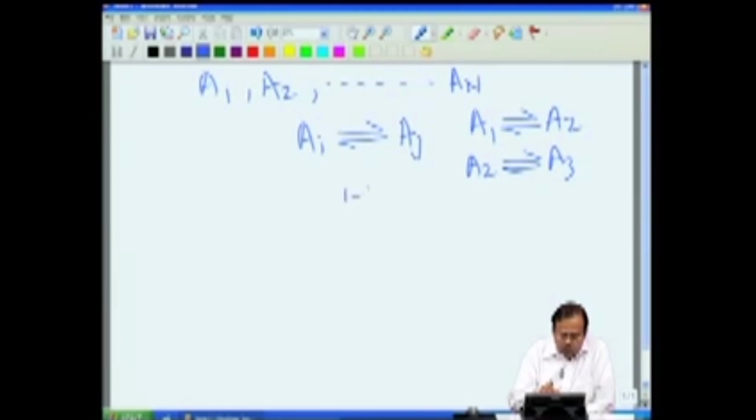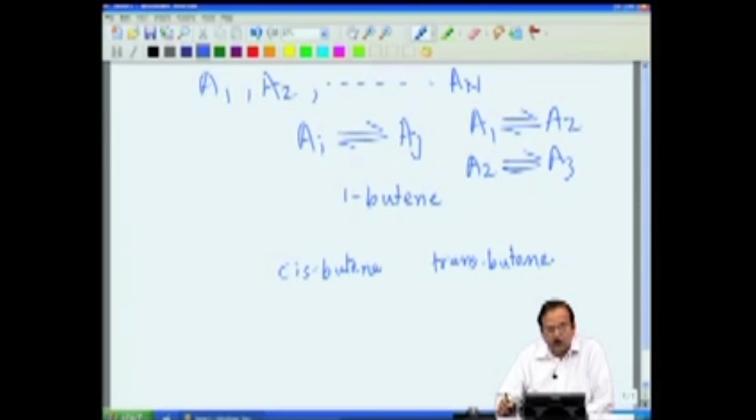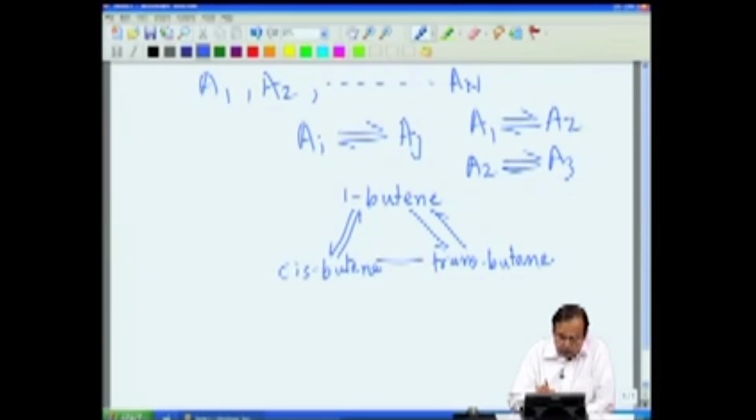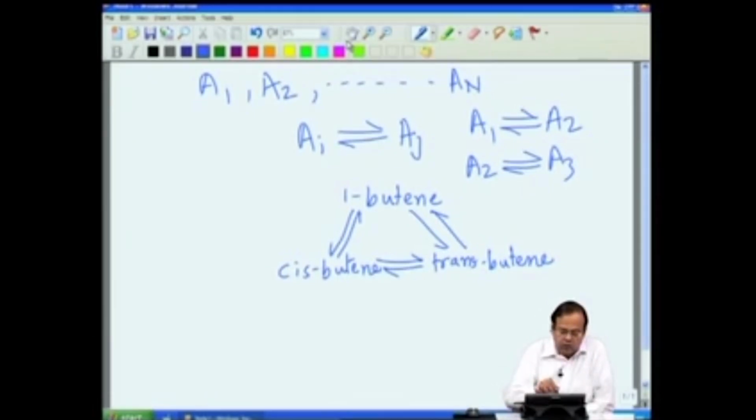For example, 1-butene, cis-butene and its isomers and trans-butenes. So, we have 3 species, n is 3 and there are reactions of this kind between these 3 species. So, this is a monomolecular reaction network which is actually a real reaction, but also it is important because many times we can take this monomolecular reaction network as a typical example of a simplified complex network.